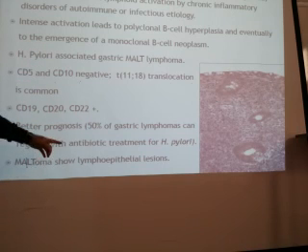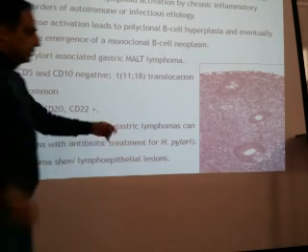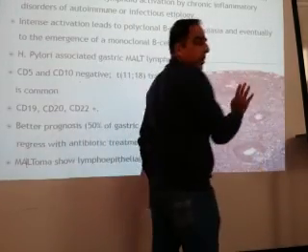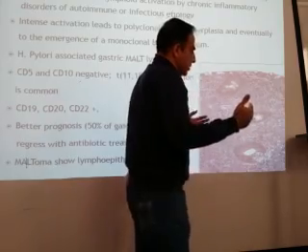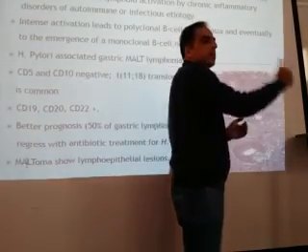And maltomas show lymphoepithelial lesions because this is the epithelium. These are the glands. All the lymphocytes come here. Some of the lymphocytes damage the glands.